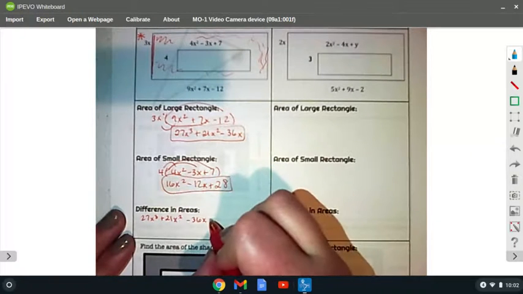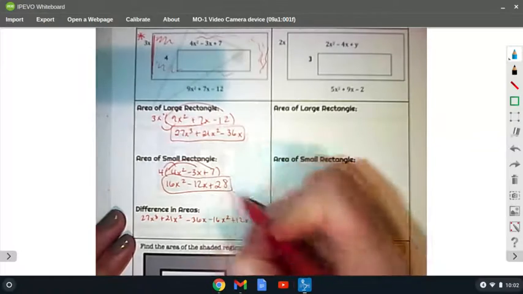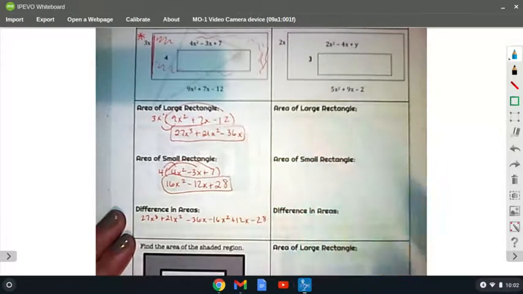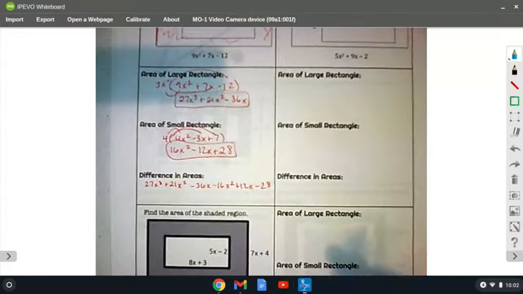So that's a positive 16x squared. I'm going to make that a negative. That's a negative, so I'm going to make it a positive. Positive, so I'm going to make it a negative. Now I'm just going to combine my like terms.